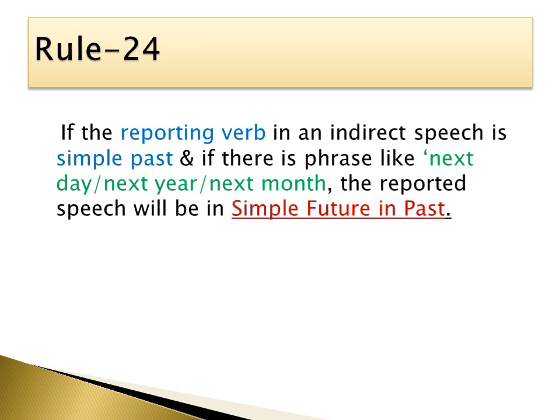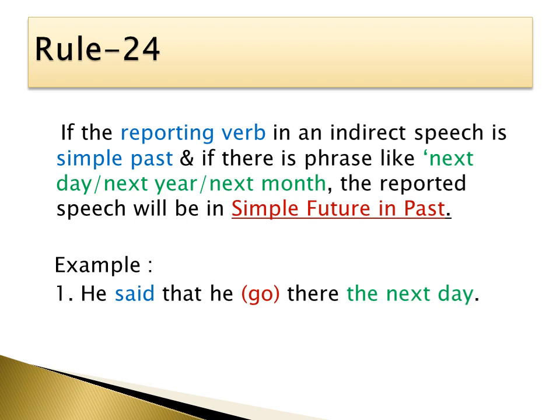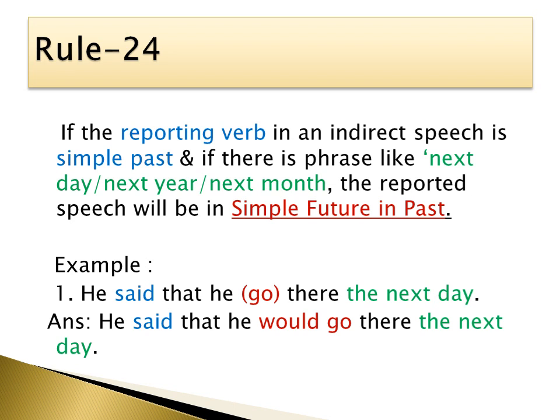Rule number 24. If the reporting verb in an indirect speech is simple past, and if there is a phrase like next day or next year or next month, the reported speech will be in simple future in past. Let us see an example. He said that he go there the next day. Here said is the reporting verb. It is in simple past, and the phrase next day suggests future. So the answer will be: he said that he would go there the next day.